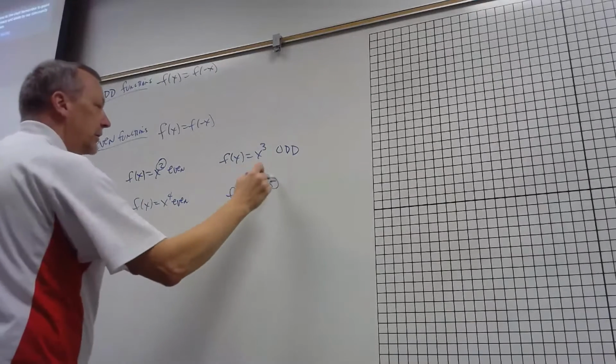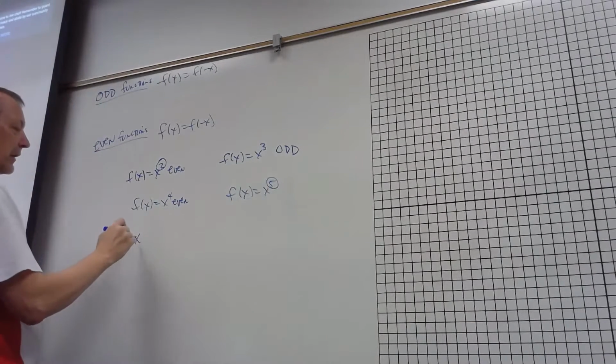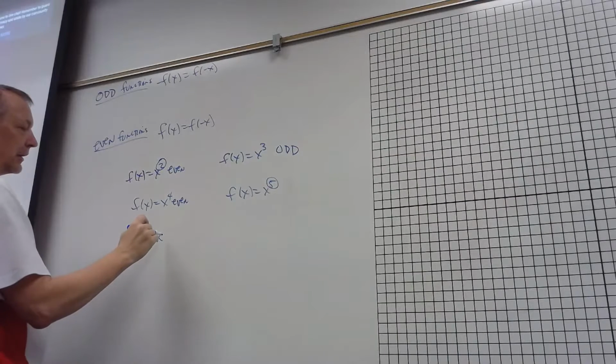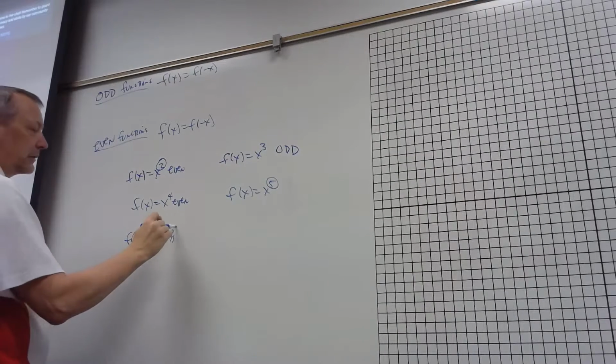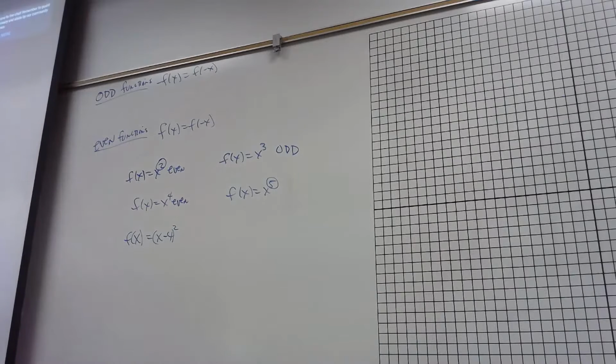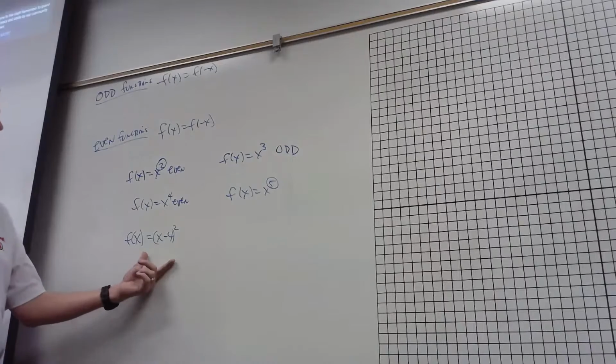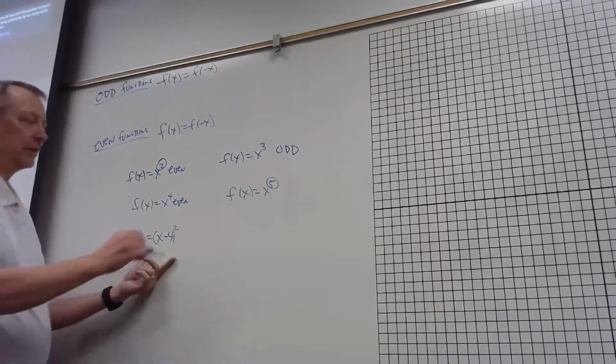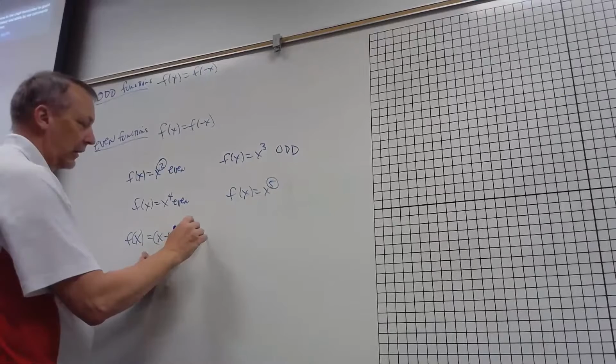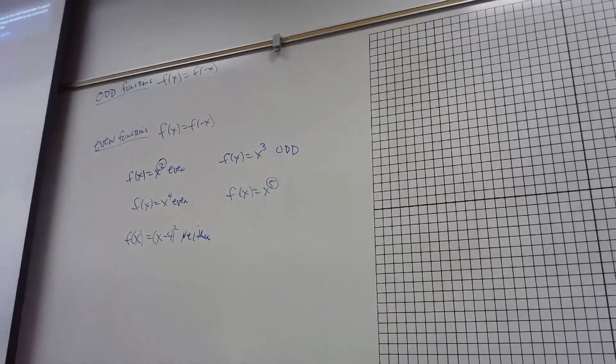Now the question is, what about f of x equals x minus 4 squared? If you were going to guess if it was odd or even, what would be your guess? You'd probably guess even. Now, this one's actually neither, and we'll find out why in just a minute.